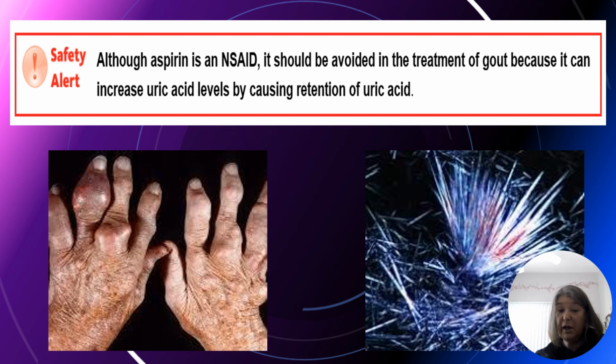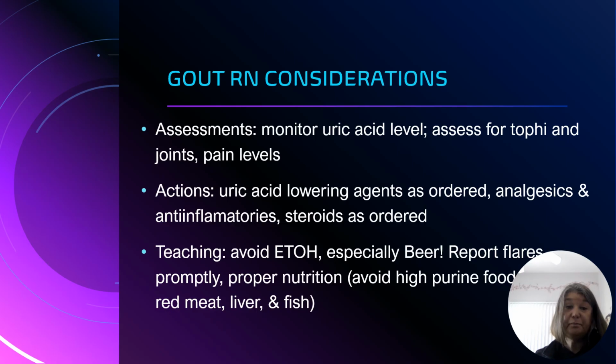That's the tophi, okay? Those are called tophi, T-O-P-H-I, and that's related to the destruction, the inflammation, and the buildup of the uric acid in those joints. And then that second picture is uric acid crystals. Look at those. Look how sharp they are. Think about how painful that is and the type of damage that is going to do to the inside of your joints, right? Craziness.